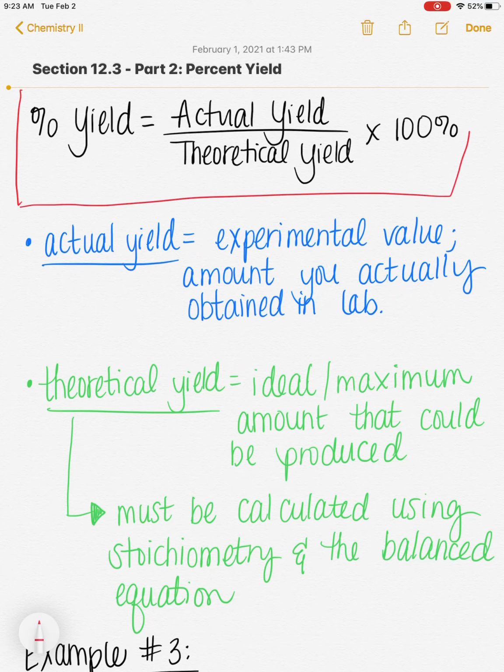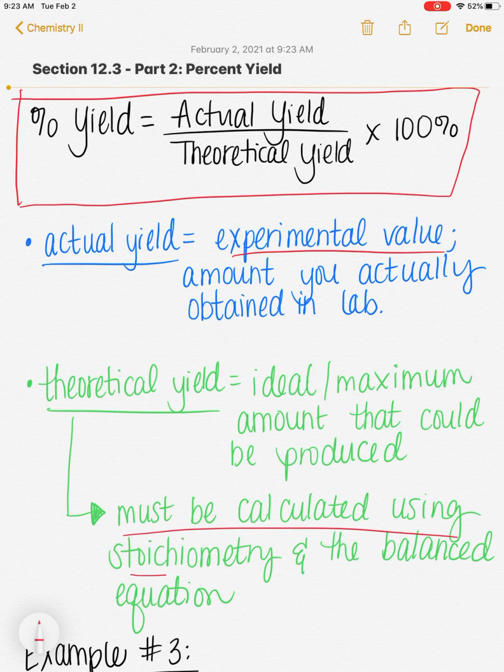Percent yield is calculated by taking the actual yield divided by the theoretical yield times 100%. All right, let's define what actual yield and theoretical yield are. Actual yield is your experimental value. So when you perform the lab, this is what you actually get in lab. The theoretical yield is the ideal or maximum amount that could be produced. This is something that has to be calculated using stoichiometry and the balanced equation.